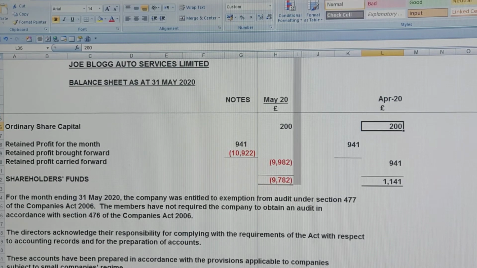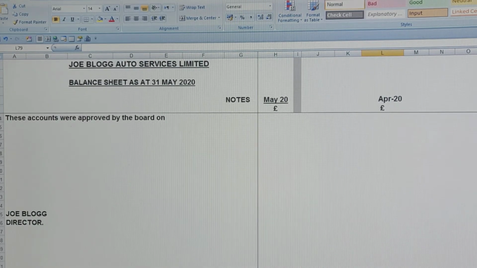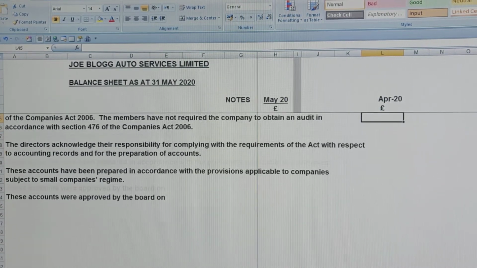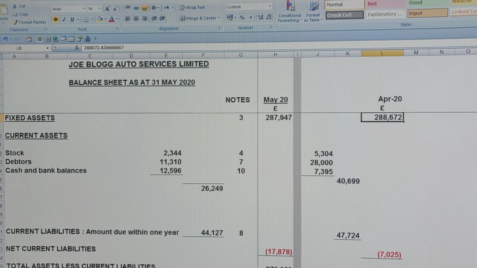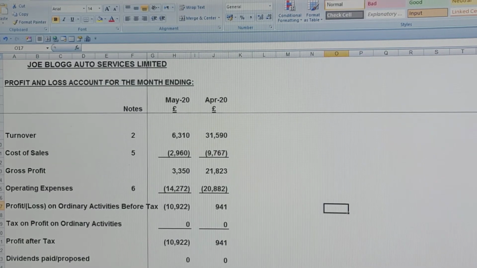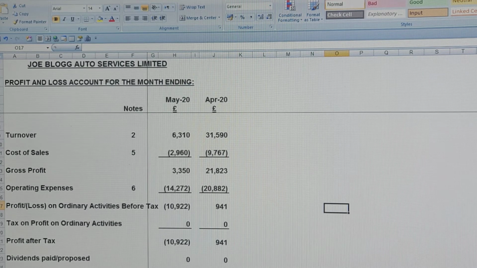Don't accept an unsigned financial statement. Do not accept extracts from the financial statement from anybody because they could be factually inaccurate. Insist on seeing the financial statement. All the numbers I've shown you on the extract, you can actually see here on the financial statement. Turnover in the month of April, £51,590. In the month of May, it has gone down to £6,310. And I will explain why now in my ratio analysis.